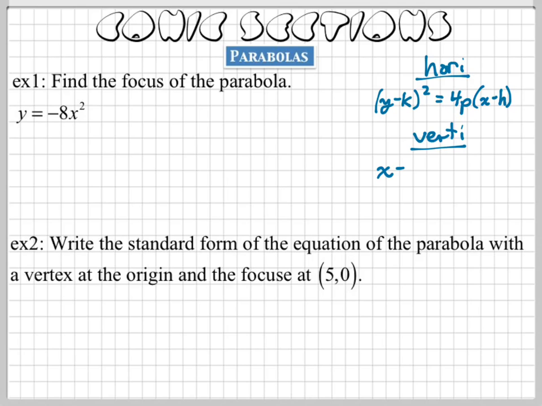The x would be squared equals 4p y minus k. So because the p is with the y, we know it's a verti because y goes up and down. All right, so is this one a hori or a verti? How do you know?